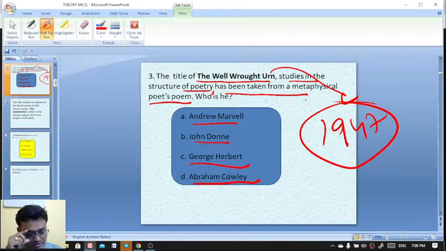These are very important questions even for the UGC NET exam. So The Well Wrought Urn, what would be the right answer here?